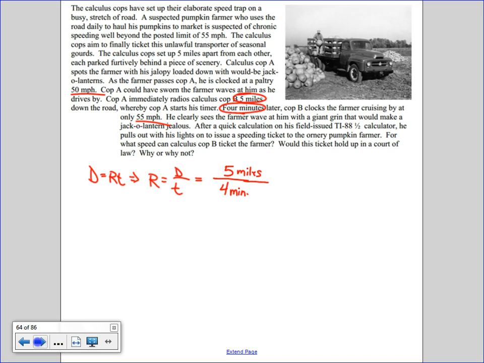Come on, my chemistry people, what are we gonna do? Build bridges. Dimensional analysis, what do I do? I have minutes, and I need to make them equivalent, right? So I need 60 minutes per hour. What was his average speed? 75.